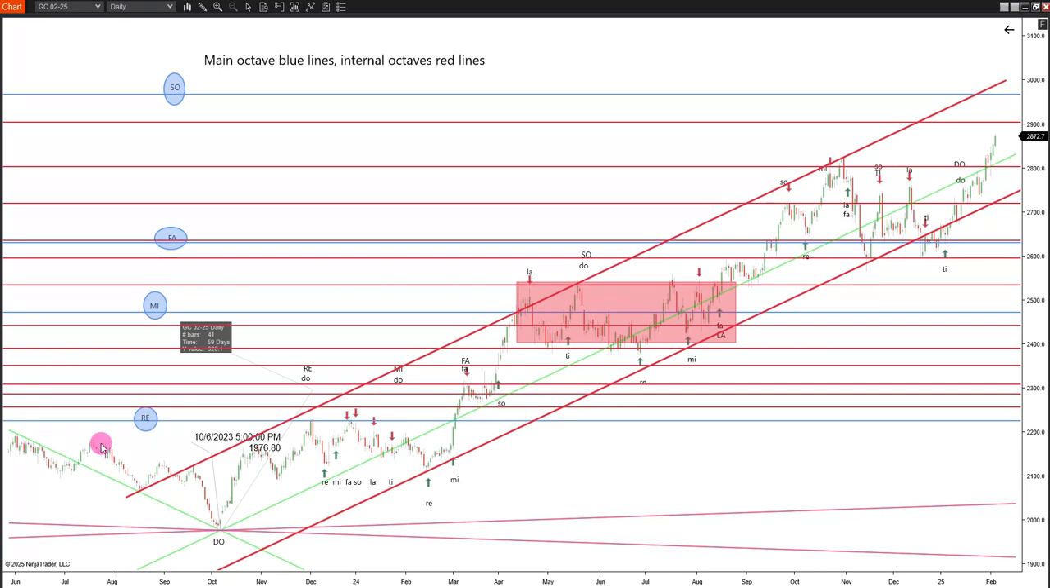moving upward here. The re tone is right here, it's the blue horizontal line. The mi tone is right here at the next blue horizontal line. Fa is this blue line right here. The so tone is the upper blue line, which is currently out of the price range, which appears like it'll be challenged fairly soon here as gold is making new highs.